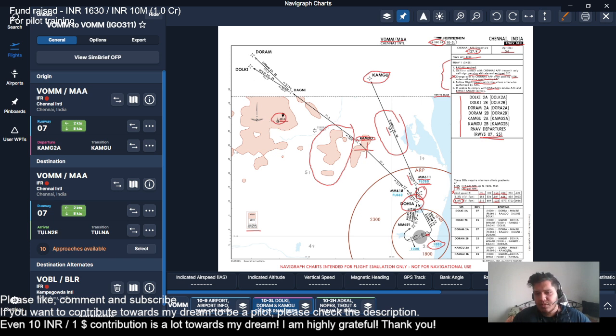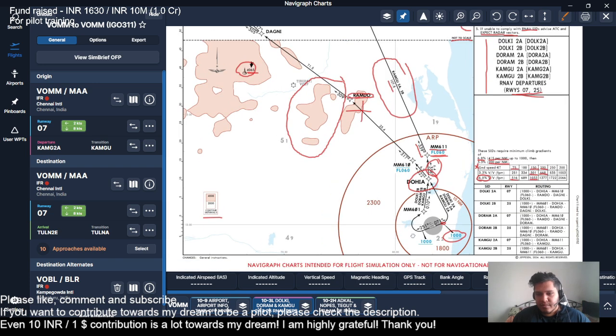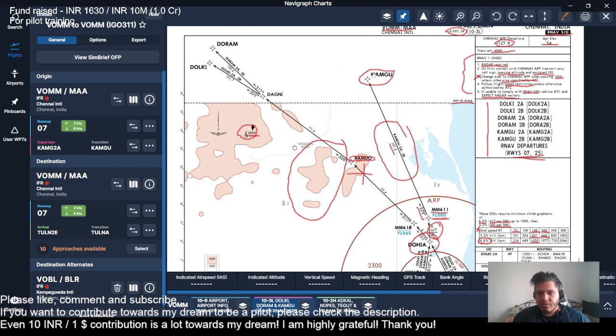So this is how you read the departure briefing. So after departure you will first climb initially 1000 feet, then your climb rate will decrease, then you will be going towards Dohia because you are following Kamgu 2 Alpha departure. After Dohia you will follow Mike 611, where you cannot climb more than 6000 feet till Mike 611. Then you follow the given SID to Kamgu.